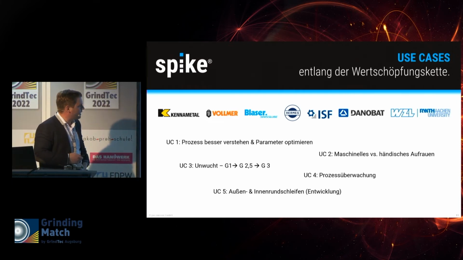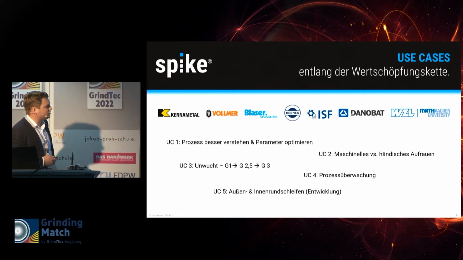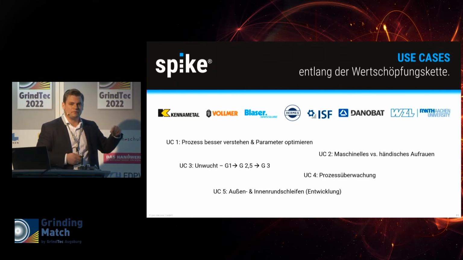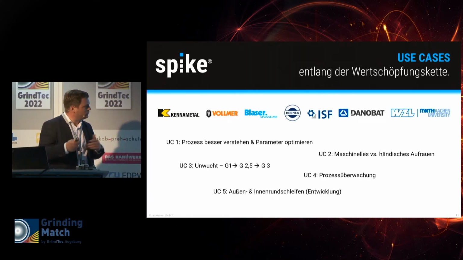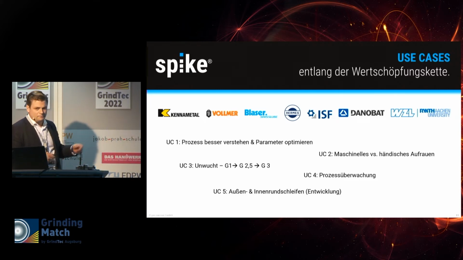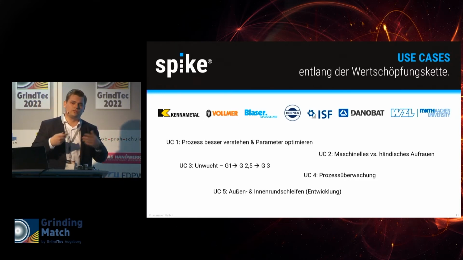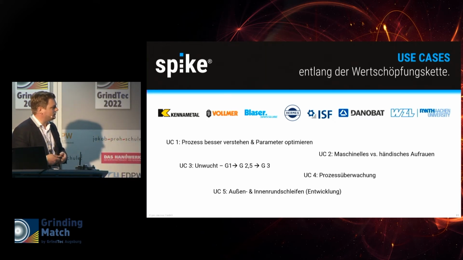And for example, by using the parameter optimization, we get a better understanding of the process. Measuring data I've brought along, so that you can see the difference between machine roughening and manual roughening. 3 breakage situations were sensed. So to show you how it works, the system.